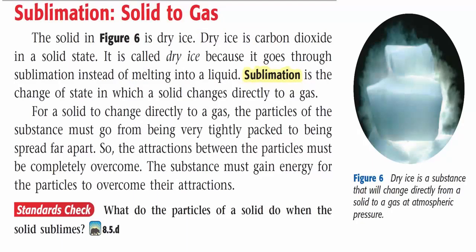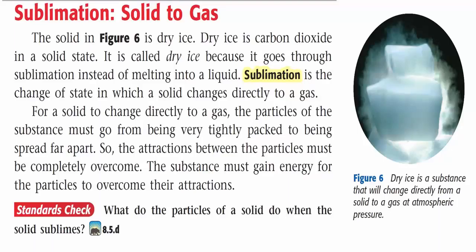Sublimation, solid to gas. The solid in Figure 6 is dry ice. Dry ice is carbon dioxide in a solid state. It is called dry ice because it goes through sublimation instead of melting into a liquid. Sublimation is the change of state in which a solid changes directly to a gas.